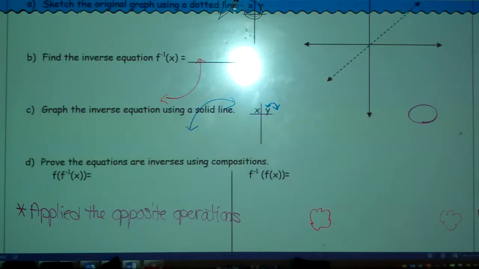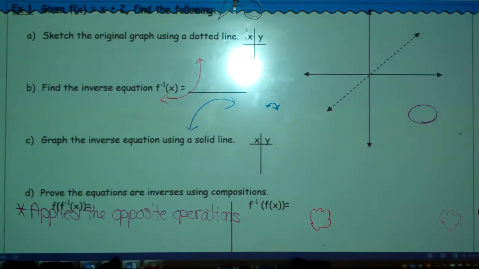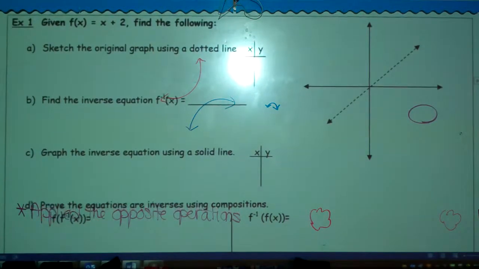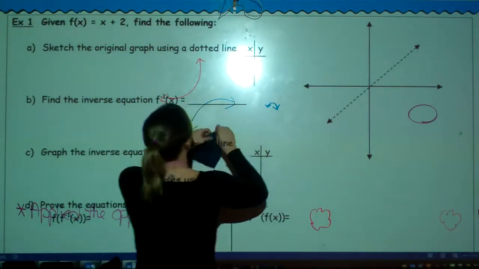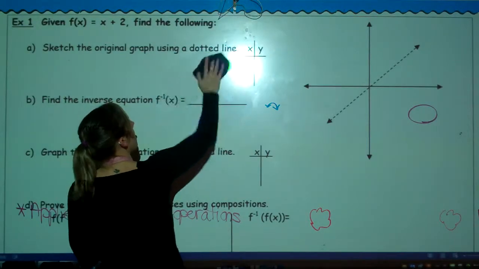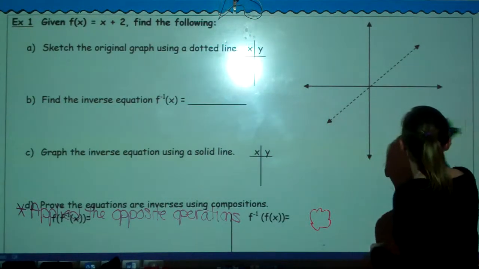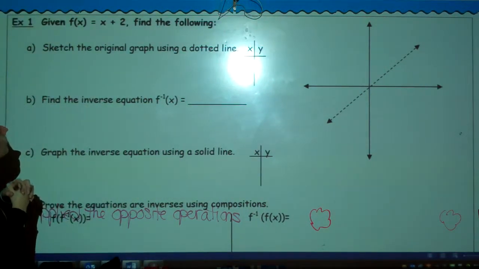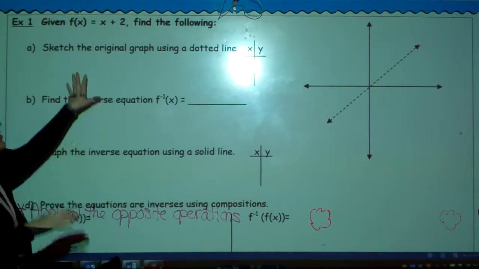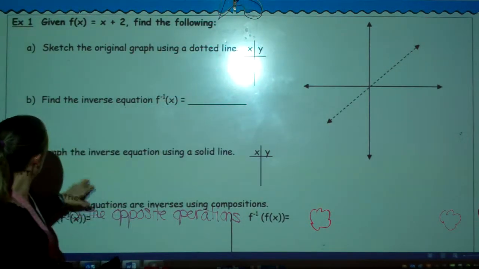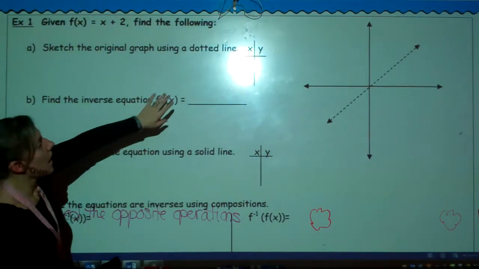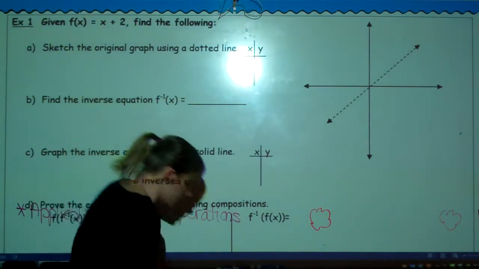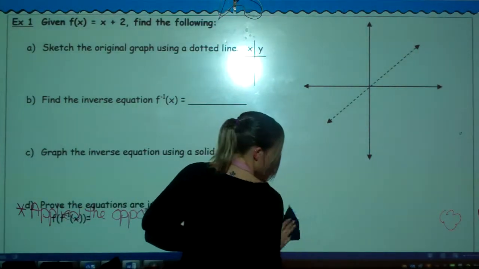All right, so here is our first example. I can tell that this table is a little bit hard to see, so I'll rewrite it. It says, given f of x, find the following. So the first thing we're going to do is find our points using a table.